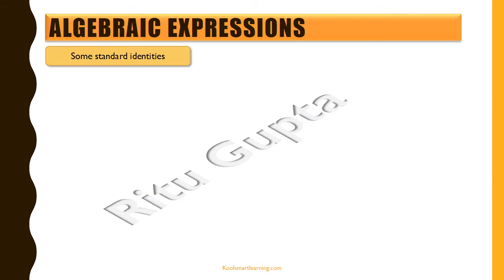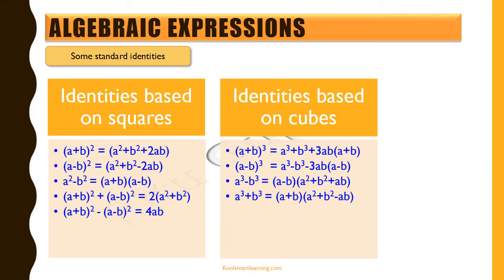Now first, let's see some of the standard identities. First of all we'll take some of the identities based on squares. So first is a plus b whole square is equal to a square plus b square plus 2ab. Now this is simply by multiplying a plus b with another a plus b. These two polynomials, if you multiply, you'll get a square plus b square plus 2ab.